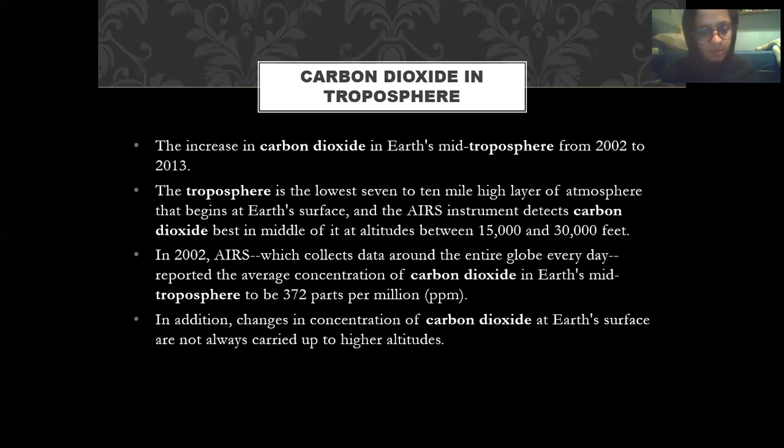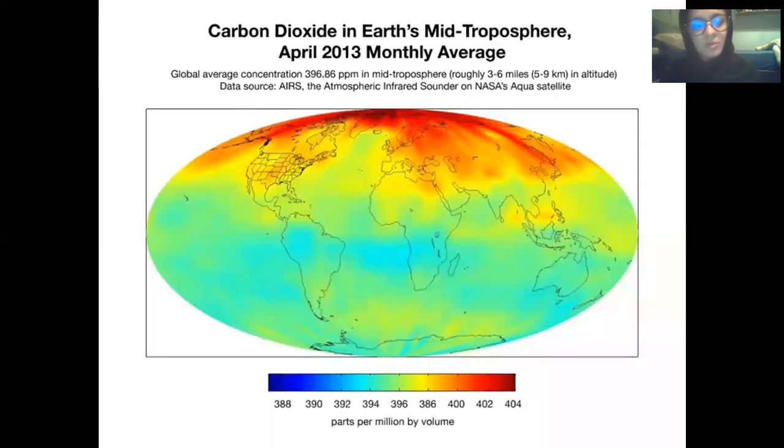of carbon dioxide in the mid-troposphere was 372 ppm, which we can say is parts per million. In addition, changes in the concentration of carbon dioxide at Earth's surface are not always the case at high altitude. Here is the carbon dioxide in the mid-troposphere, where they recorded the 2013 monthly average global concentration of 396.8 ppm. The mid-troposphere is roughly 5.5 to 9 kilometers in altitude.